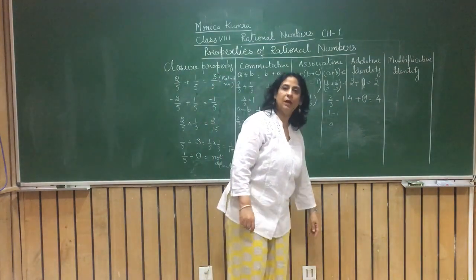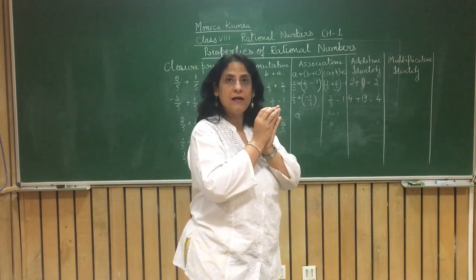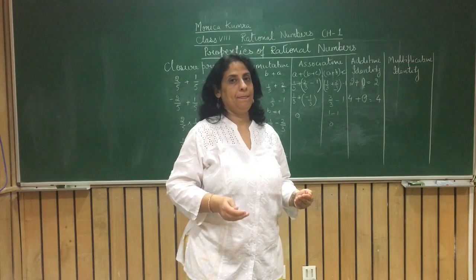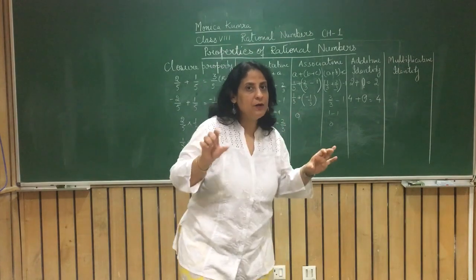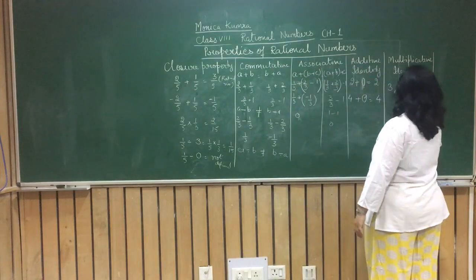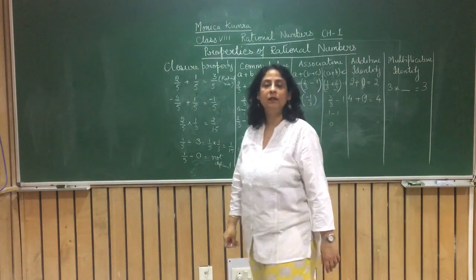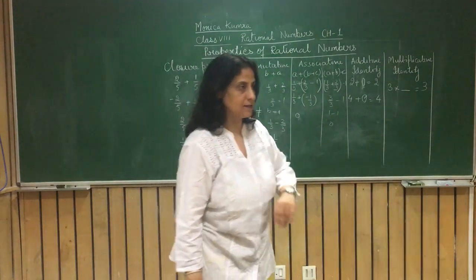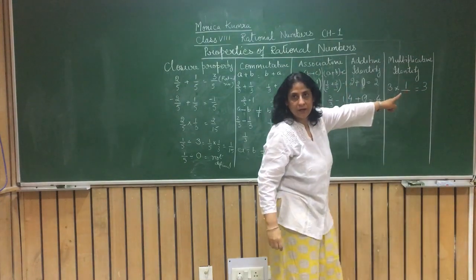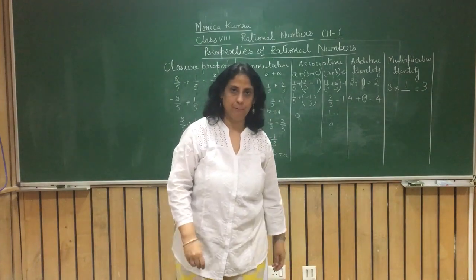Now the same thing with multiplicative identity. Multiplicative identity means when you multiply by some number, you are getting the same number back. Now I think with this statement you are able to understand what is multiplicative identity. So 3, you multiply by what number so that you get 3 back? 3 multiplied by, yes, 1, you are getting 3 back. So 1 is known as multiplicative identity and 0 is known as additive identity.